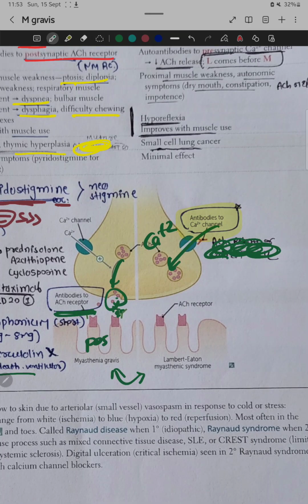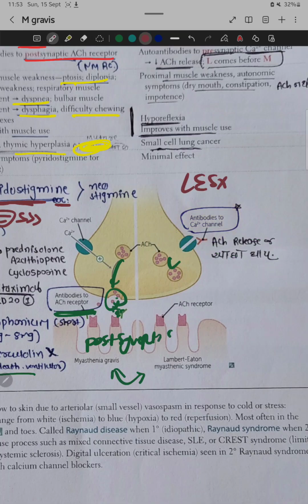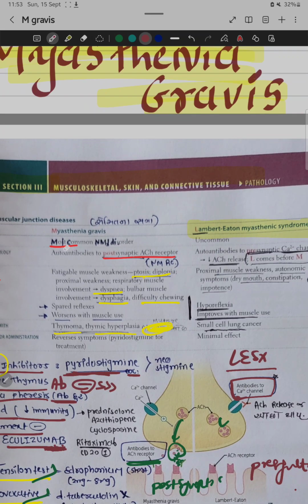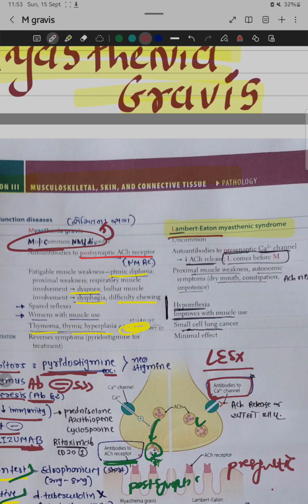It is a post-synaptic defect. And in Lambert-Eaton syndrome, the antibody is formed against the calcium channel, so it is a presynaptic defect. I have already said that the most common neuromuscular junction disease is myasthenia gravis only. Lambert-Eaton syndrome is a very uncommon and rare disease.